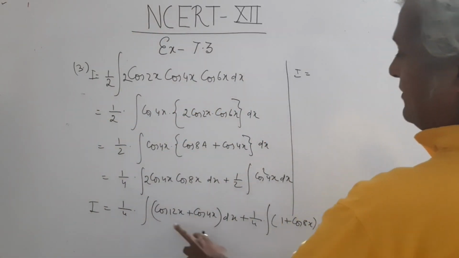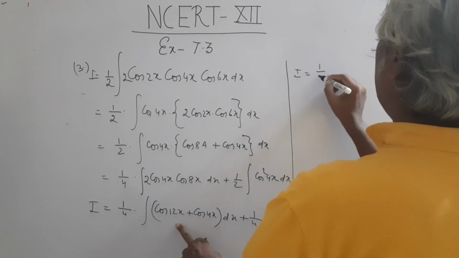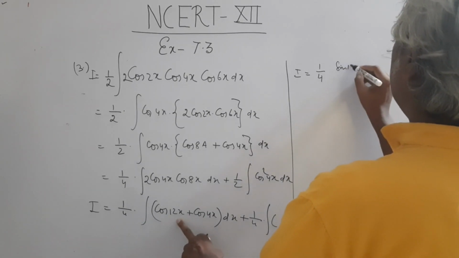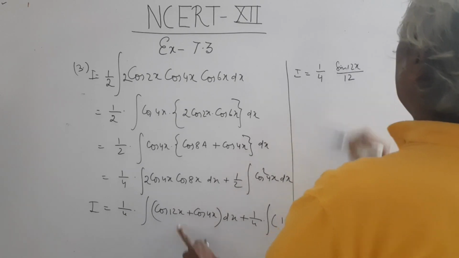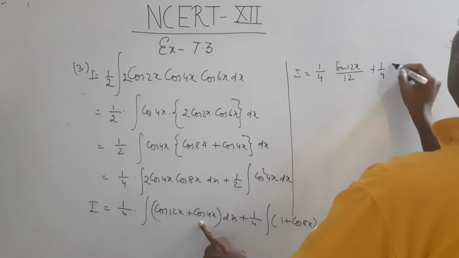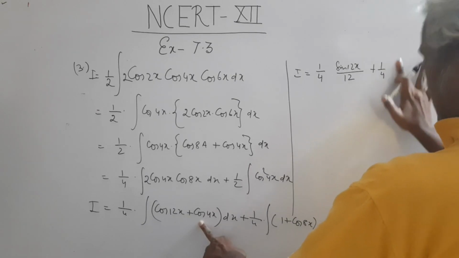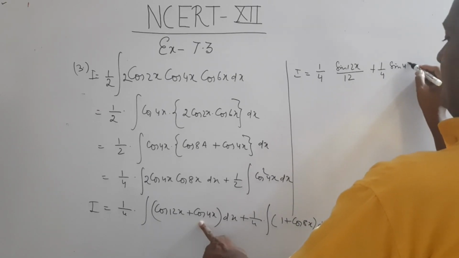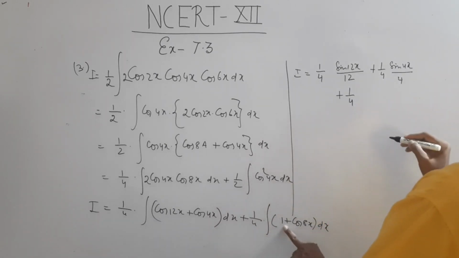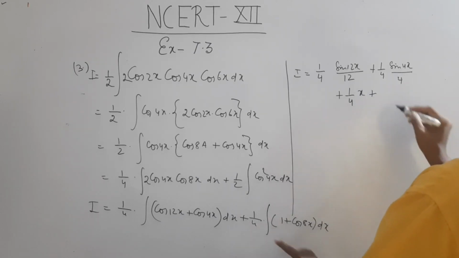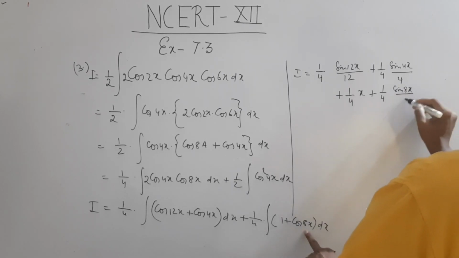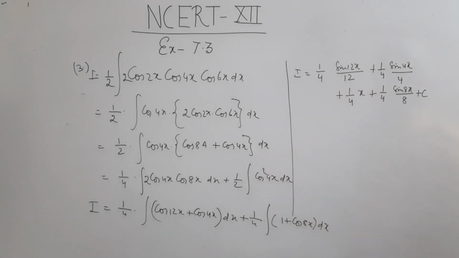So here I have 1 by 4 integration of cos 12x. Now I integrate directly. Integration of cos 12x is sine 12x over the differentiation of 12x, that is 12, plus 1 by 4 integration of cos 4x, which gives you sine 4x by 4, plus 1 by 4 integration of 1 dx, that is x, plus 1 by 4 integration of cos 8x gives you sin 8x upon 8 plus c. This is your final answer and this is done.